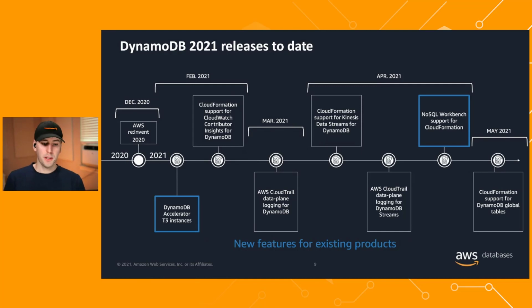Now, there's a couple of features that were added for existing products. So that's kind of like the DynamoDB Accelerator, or DAX, T3 instance family support. And then also the NoSQL Workbench support for CloudFormation. So DAX supports these T3 instance types. These have variable levels of compute. It's actually a balance of compute, network, and memory resources. And it's ideal for workloads where you have a moderate CPU usage that may experience temporary spikes in use.